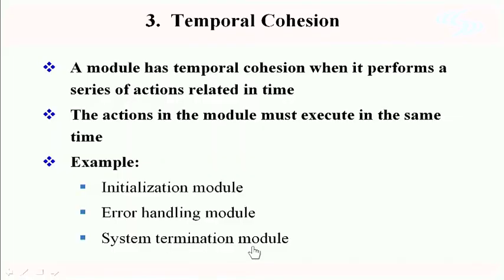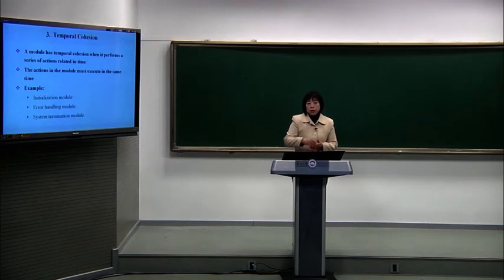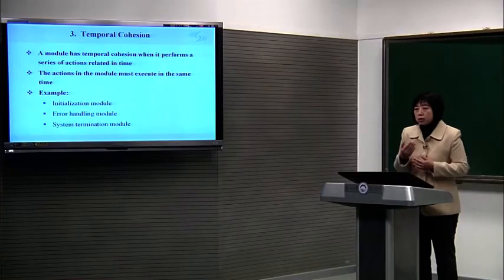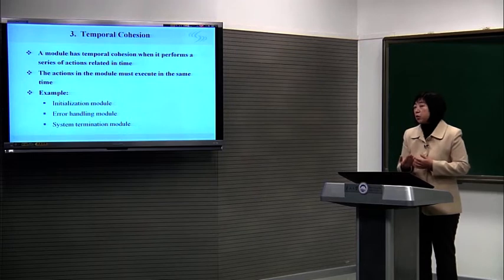Let's think about our own C code. Usually, we define or declare variables at the beginning of our program, right? int a, b, c, x, y, z, and so on, right? Okay. So surely the declaration of the variables has nothing to do with each other. But they are put together because all of them are for one objective, initialization. So this module for initialization is temporally coherent.